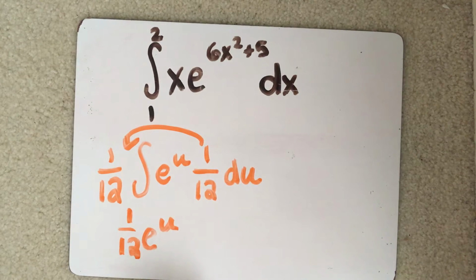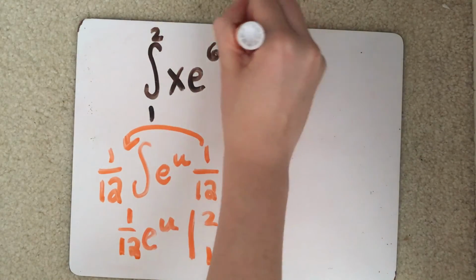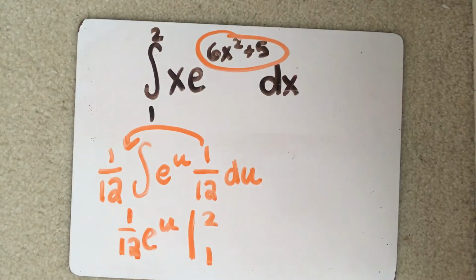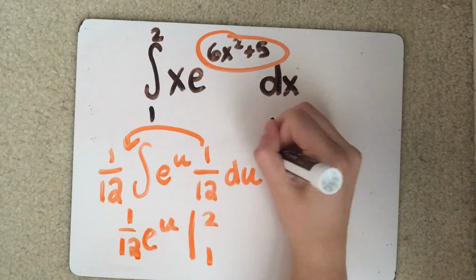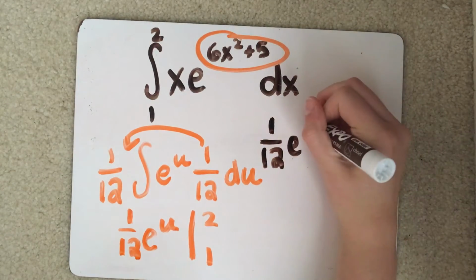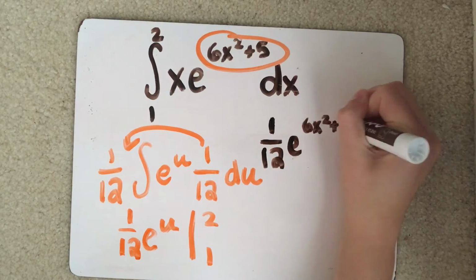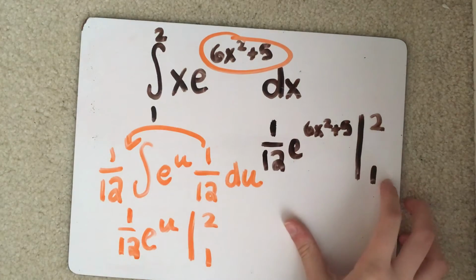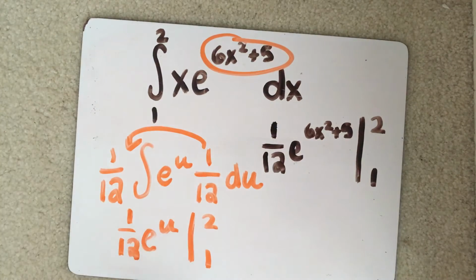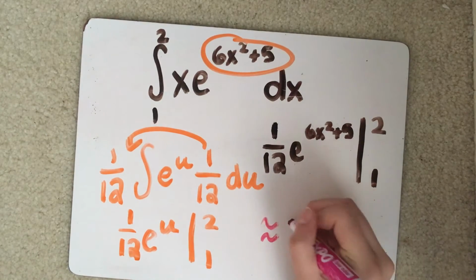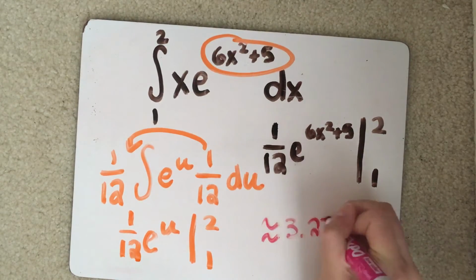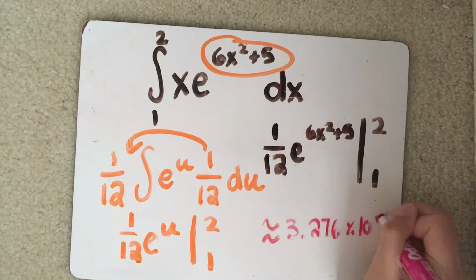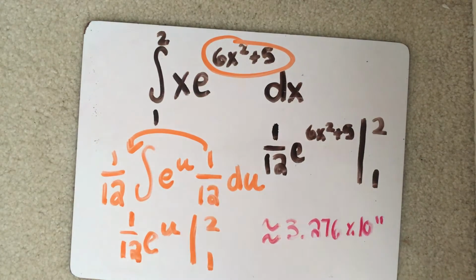Now, finally, we have to plug back in our value for u, and it's kind of long here, this whole equation. So you would write 1/12 e to the power of 6x squared plus 5 between the limits of 2 and 1. Just plug those in, subtract, and your final answer will approximate to about 3.276 times 10 to the 11th, which again makes sense because we're working with exponentials.